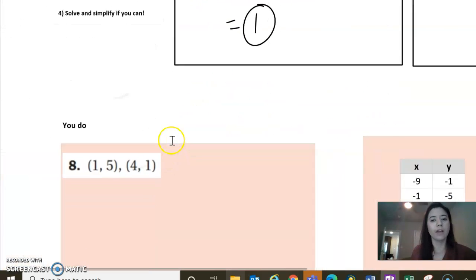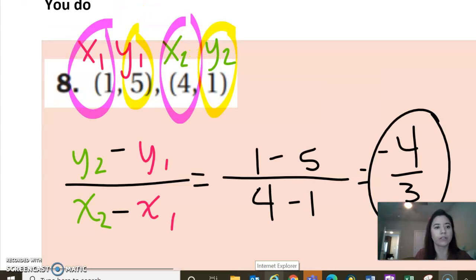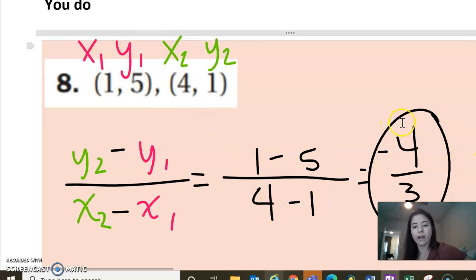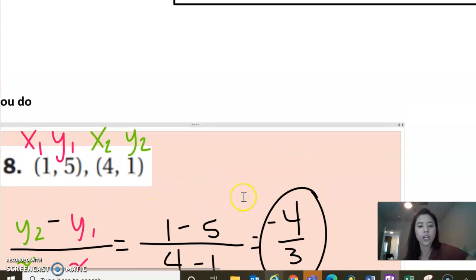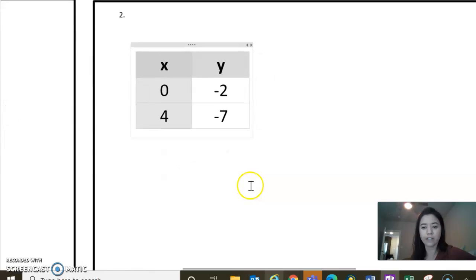All right, I want you to actually move down and try this problem, and then we'll go on to the table. So try this one and then unpause me when you are finished. All right, so first thing you should have done was labeled your points, x1, y1, x2, y2, and then plug them in. y2 is 1 minus y1 is 5. x2 is 4 minus x1 is 1, and you get negative 4/3. Check your answer, make sure you have it right. If you don't, go back, pause me, and make sure you have it down.